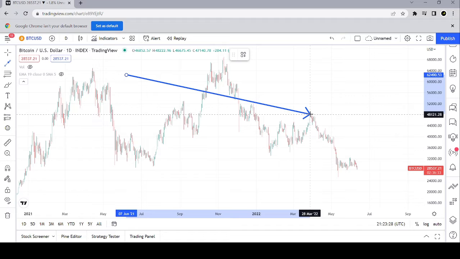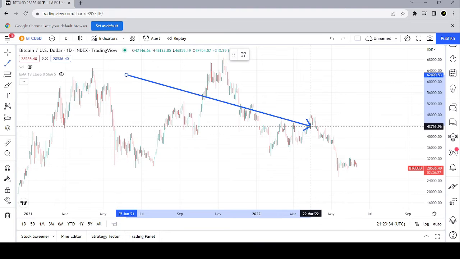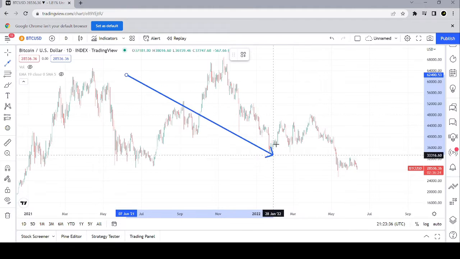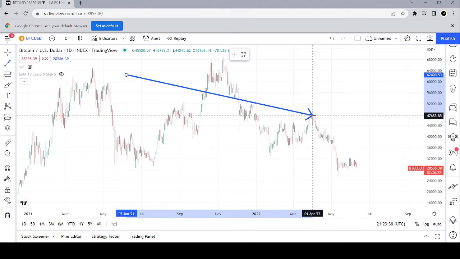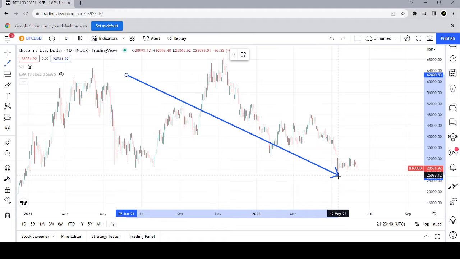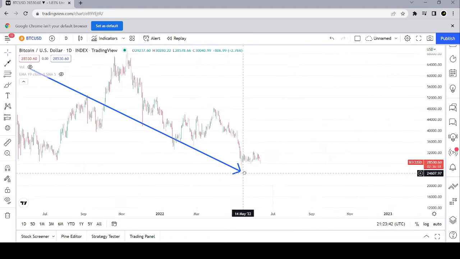This time, this is different from the last one that I showed you, the last corrective structure. This one wasn't as high. On this one, it's higher. So you have three bounces. This time, the last one's the highest one, and from there, it goes down to the next capitulation point.